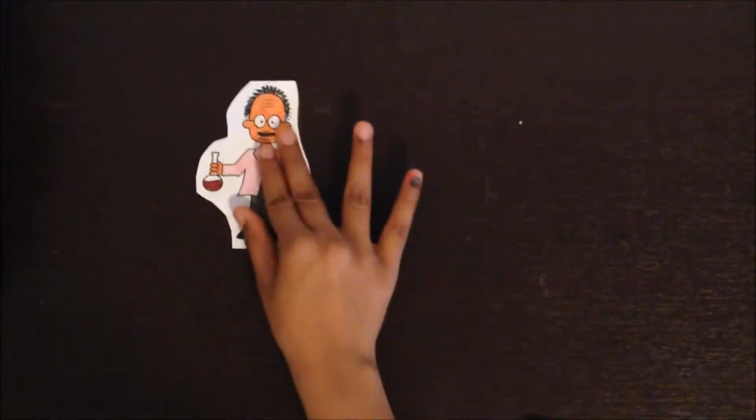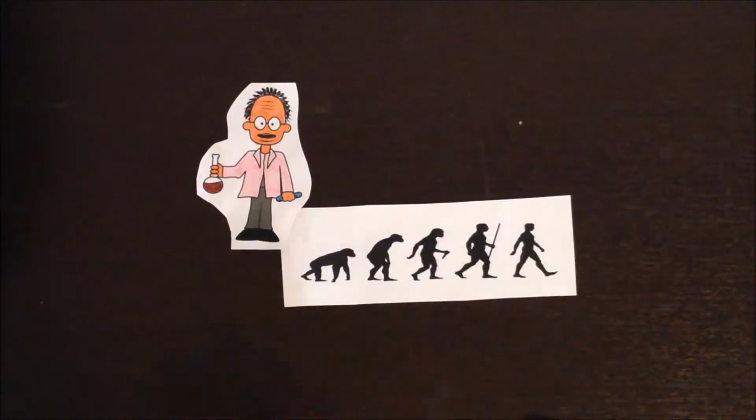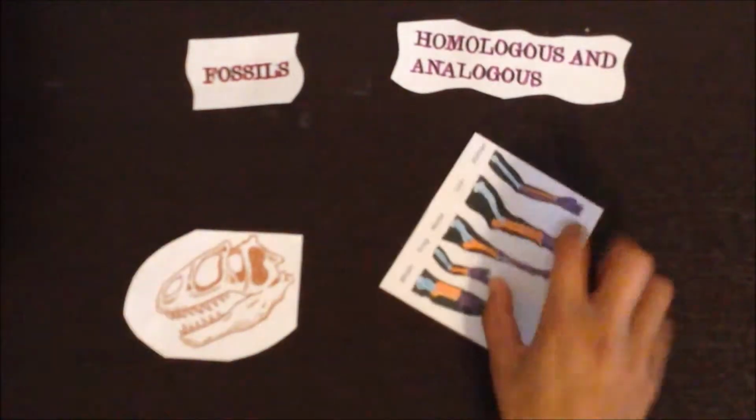Evidence of evolution. Fossils and homologous and analogous structures. Scientists use many different ways to provide evidence for evolution. The evidence we will be focusing on are fossils and homologous and analogous structures.